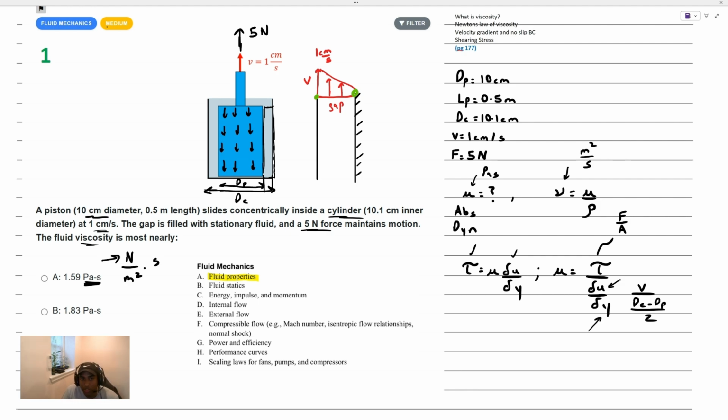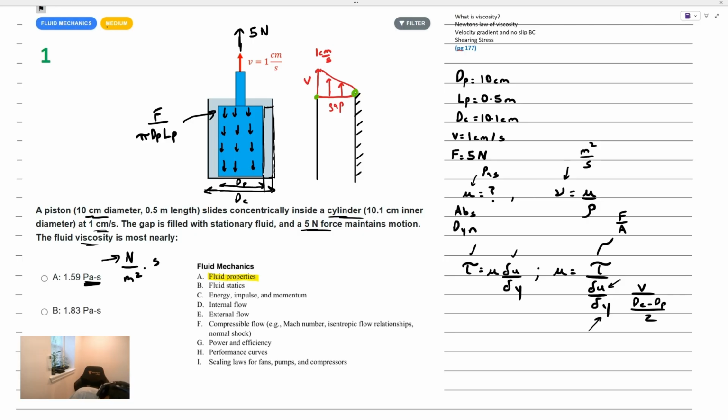And remember that those shearing stresses are parallel to the surface. So I visually drew what the shearing stress is here. The shearing stresses are there. It's a force, 5 newtons, divided by the area. Where would the area be that shear stress is acting on? It's the entire surface area around that cylinder. The surface area is just the circumference of the piston, which is pi times d sub p, multiplied by the height, which is just L sub p.